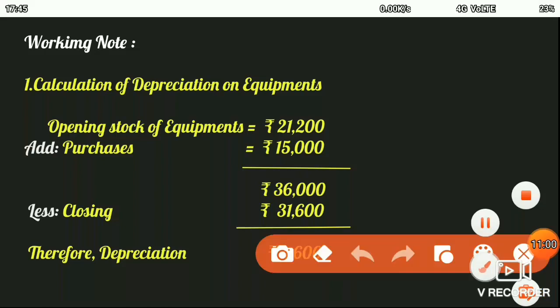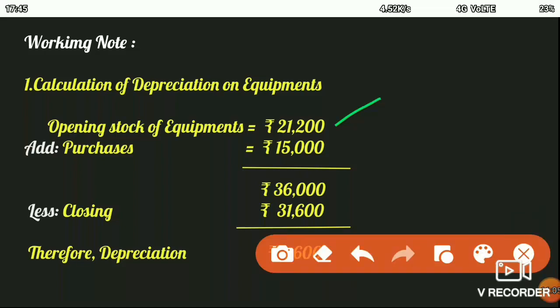So this is how we will calculate. They have given us the opening in the additional information. Our opening value of equipments, the stock of equipments, is 21,200. So we write 21,200. Then from the receipts and payments account, the purchases made for equipments are shown. So the new purchases is 15,000. So we add 15,000 and our total comes to 36,000. So the total value of equipment is 36,000.